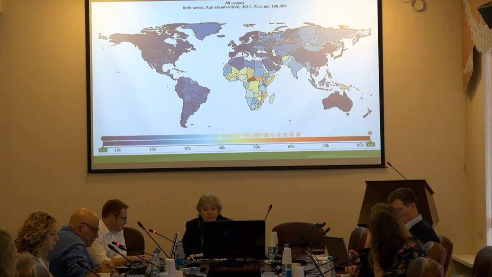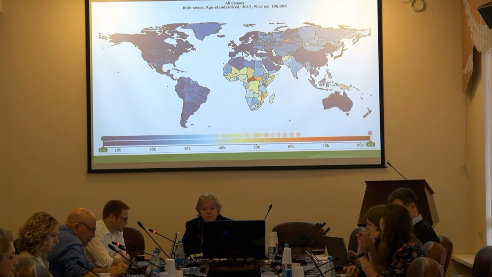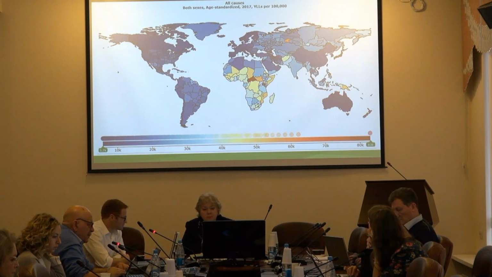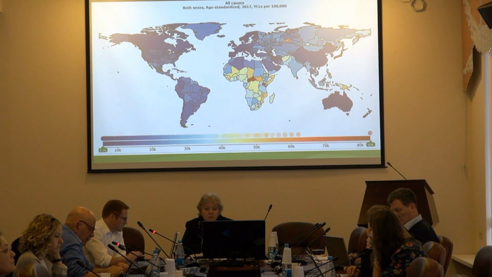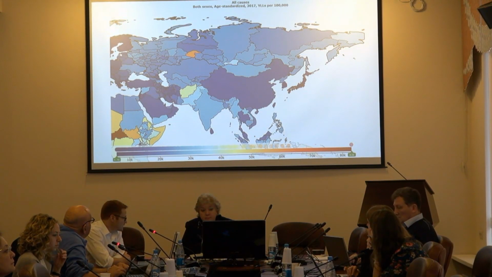Here we can see a global map looking at YLL rates. These are age standardized, so we can get a sense of where Russia stands in the world. Generally, it looks a lot like other countries in Eastern and Central Europe and Central Asia. We could drill down into Russia and see variation between federal subjects.